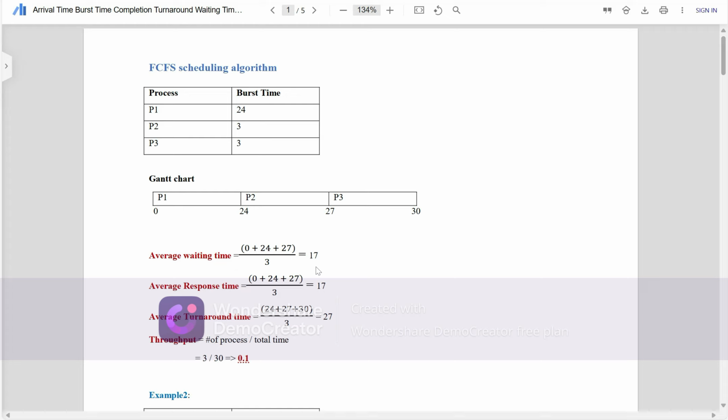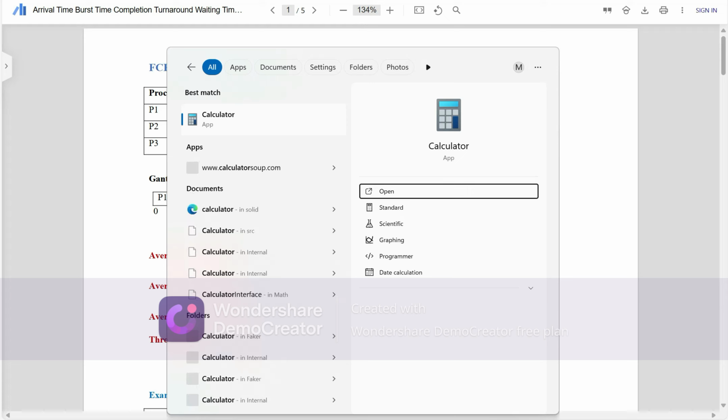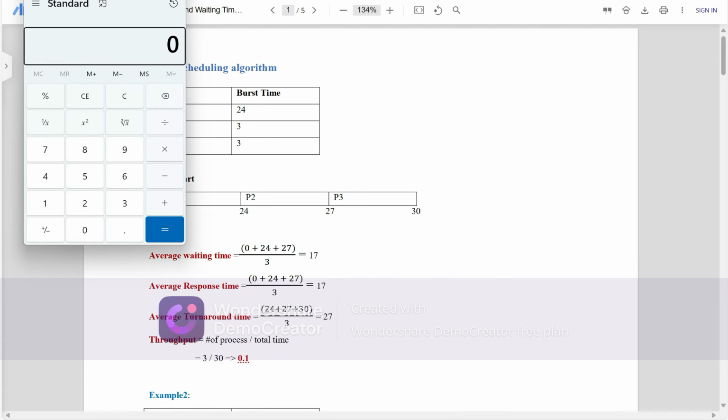That means 0 plus 24 plus 27, which equals 51. 51 divided by, in order to find the average waiting time, that is 3. How many processes do we have? 3. So divide by 3. The answer is 17.